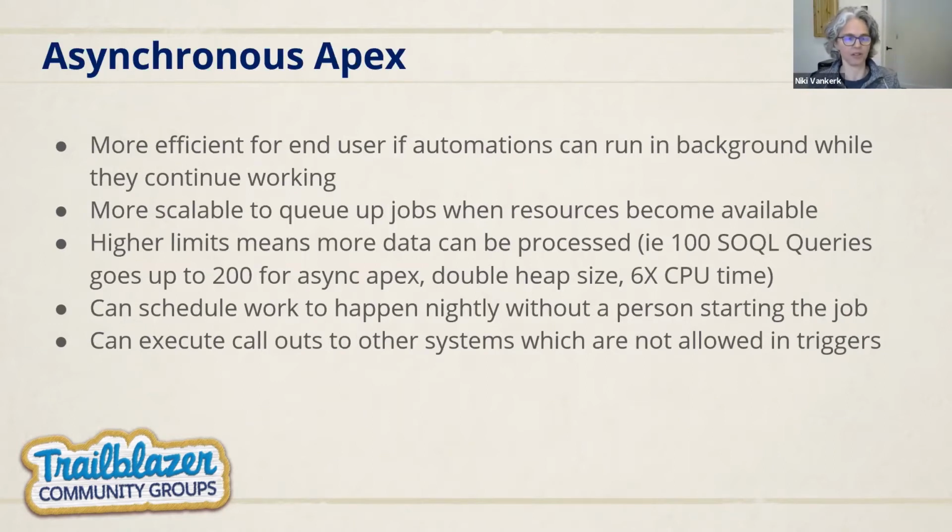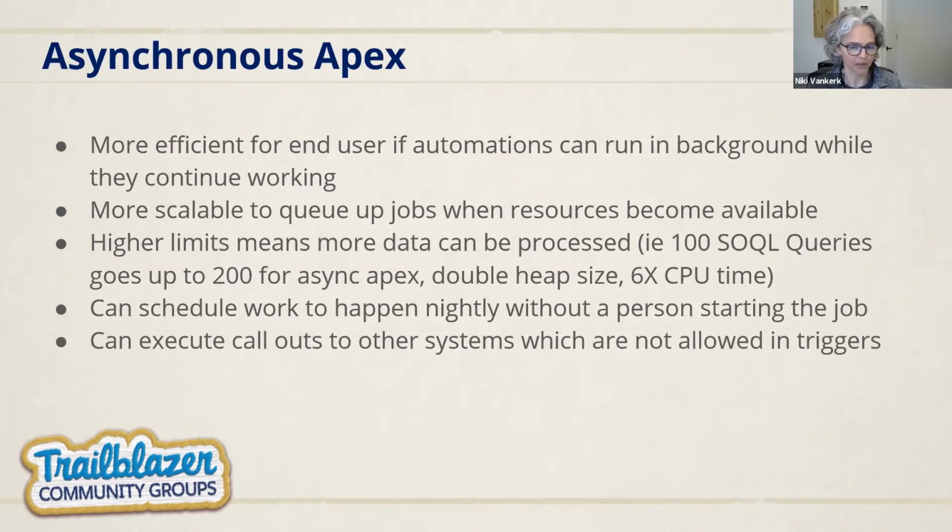I mentioned that you can do more within your one transaction. So some of the big winners, if you've ever seen the 101 SOQL limit before, instead of the 100 SOQL queries in one transaction, now you can do 200. For asynchronous, you get double the heap size. You can go 6 times longer with the CPU, which is just how long your transaction's allowed to spin. So there's a whole bunch of limits that are higher.